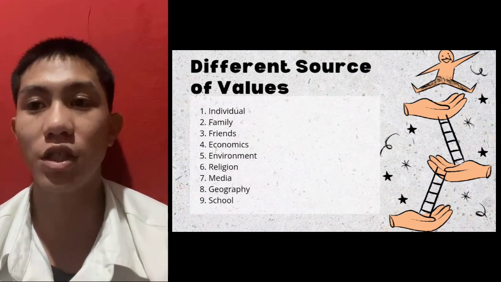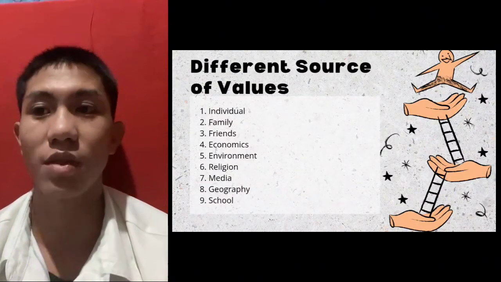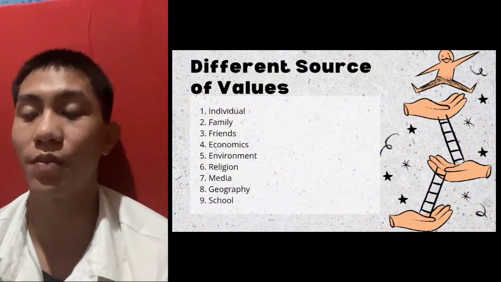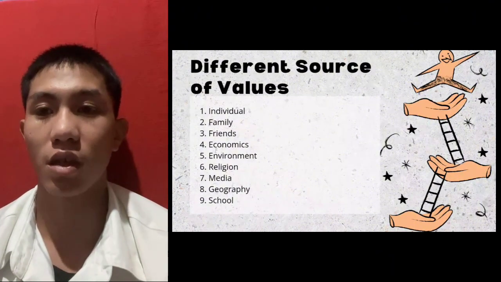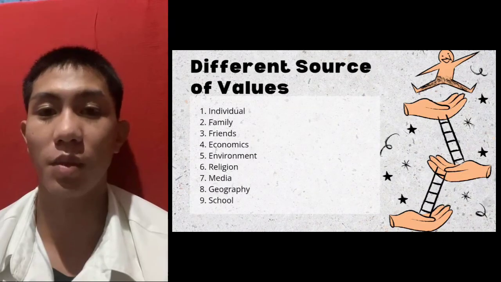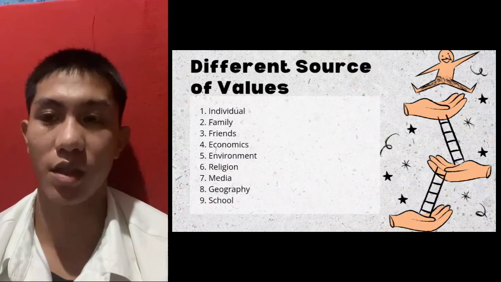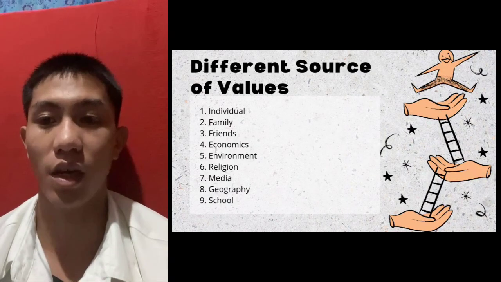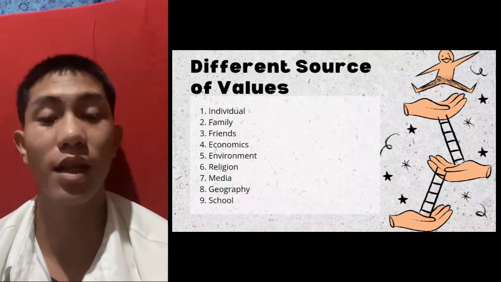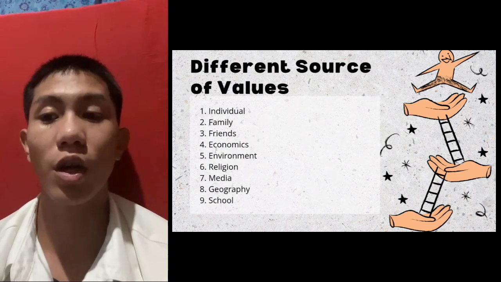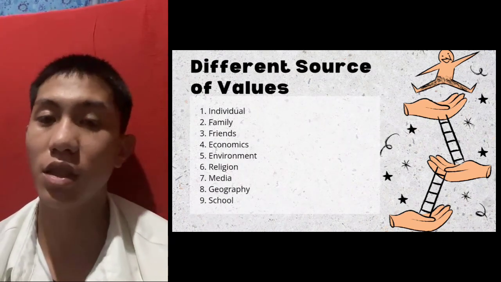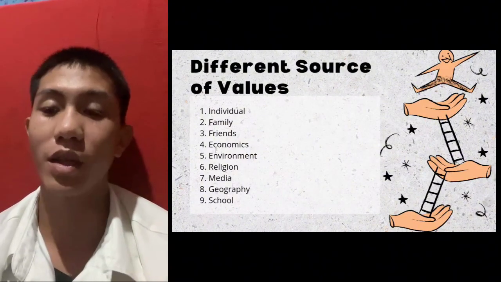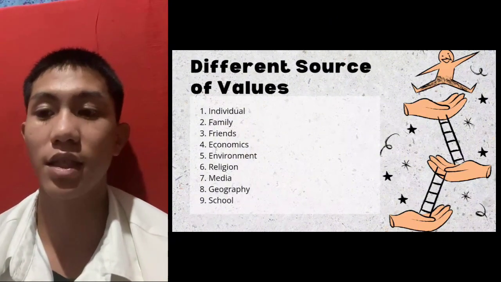Culture, religion, like spiritual beliefs. Friends, like how they help us through our problems. Economics talks about our economy, what's happening. Environment, how we protect our surroundings. Media, this talks about our social media life. Geography also talks about our surroundings, what's happening to our surroundings. And lastly, school.